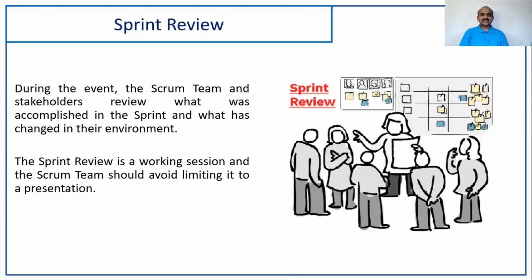So during this event, the scrum team and stakeholders review what was accomplished in the sprint, and what has changed in their environment. Okay, the deviation. So what have we achieved? What could we not achieve? What is the reason for the deviation?